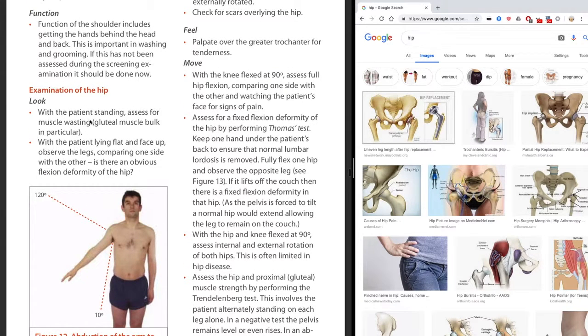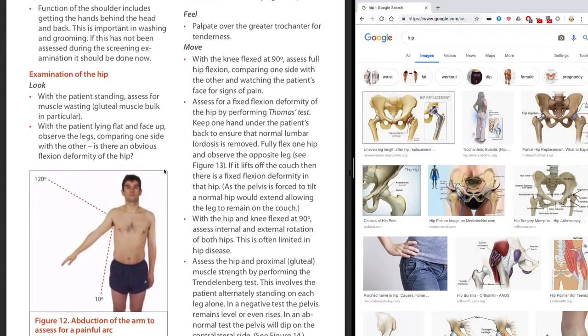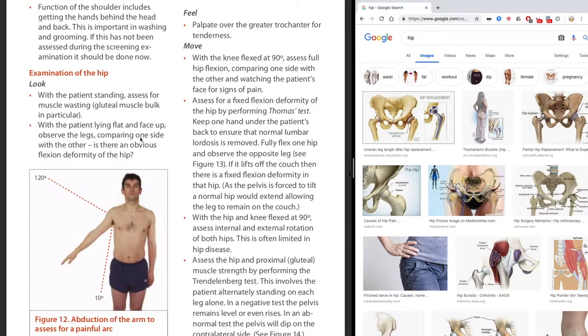Right. So with the patient standing, you look at the butt first. Gluteal means the butt muscle, gluteal muscle bulk. When the patient is lying flat, you can see if one of the legs is raised. If one of the legs is raised, it's a fixed flexion deformity.